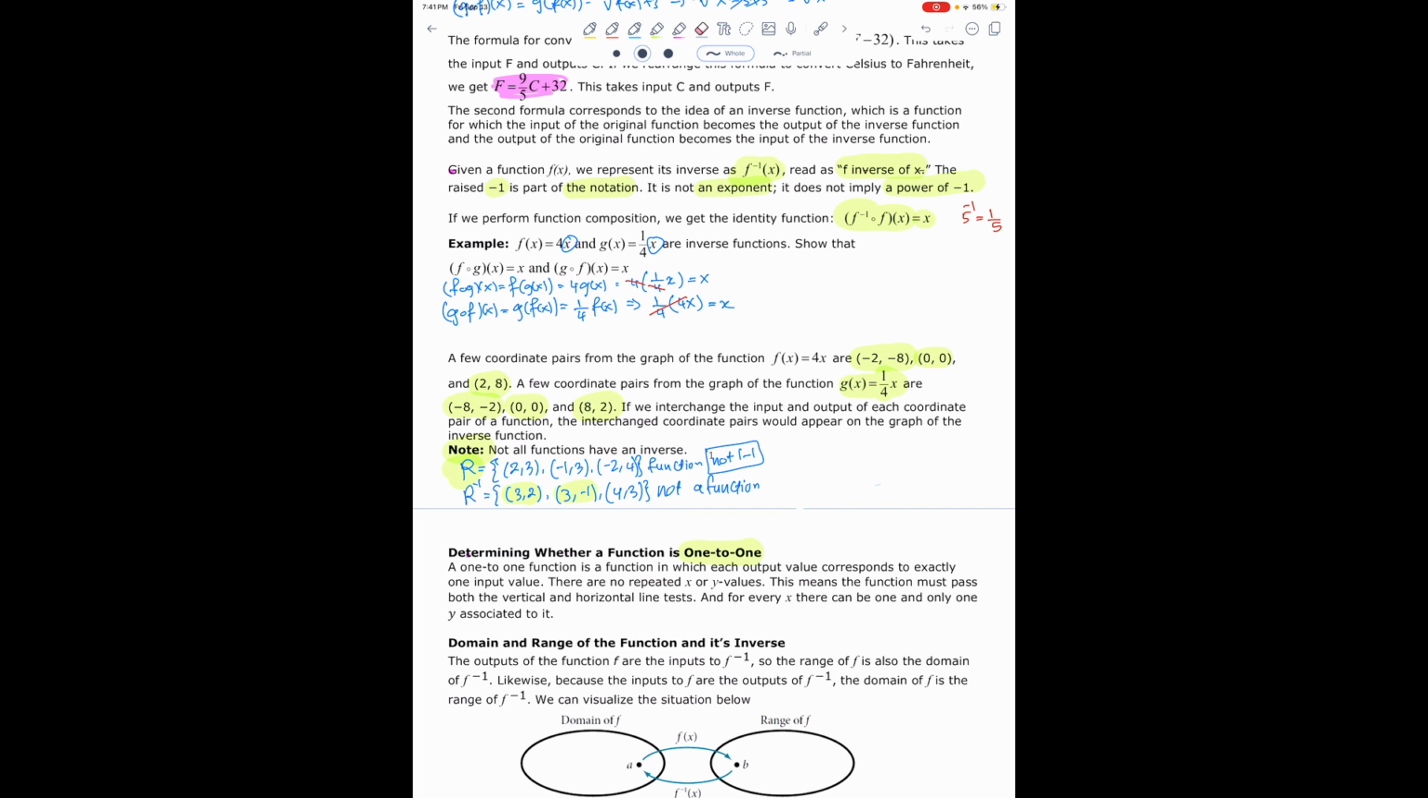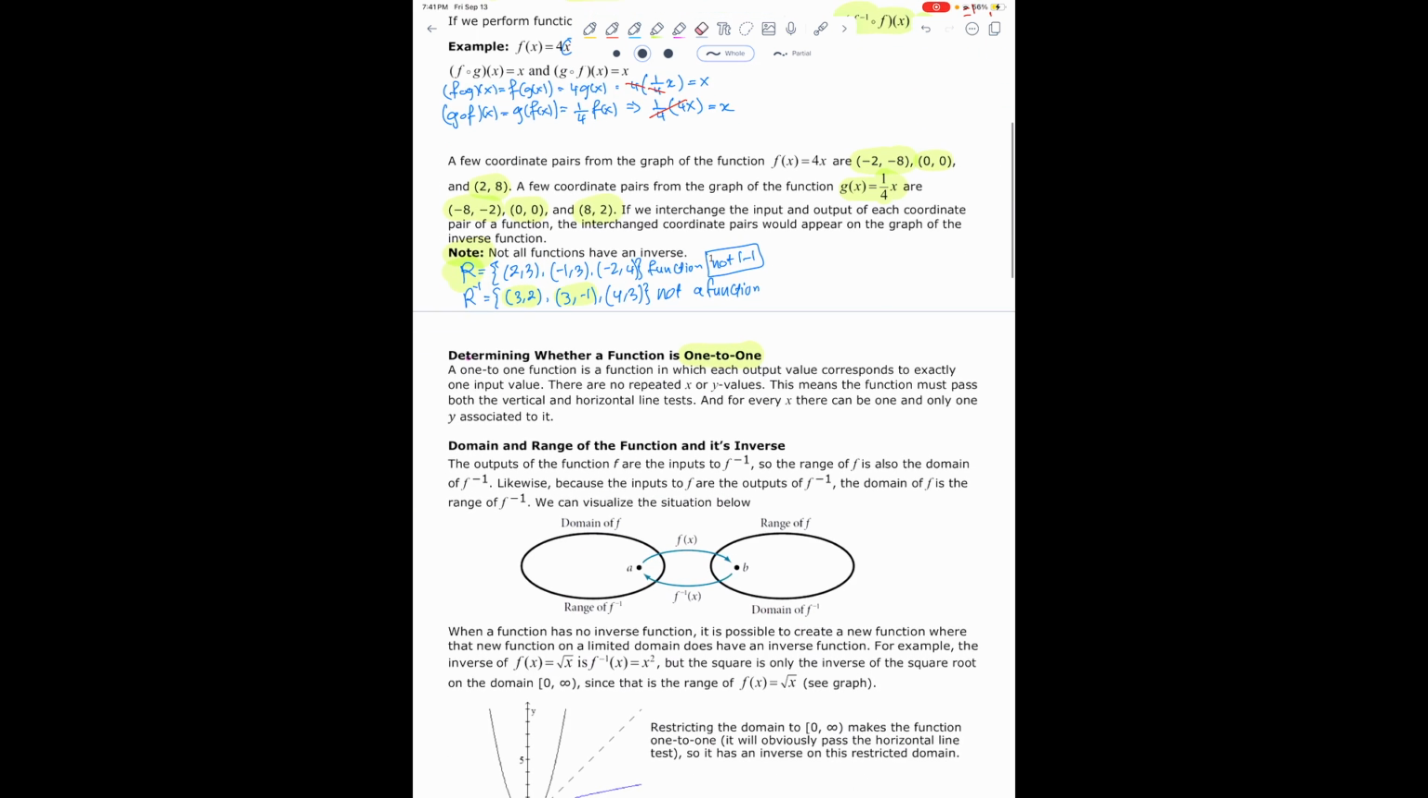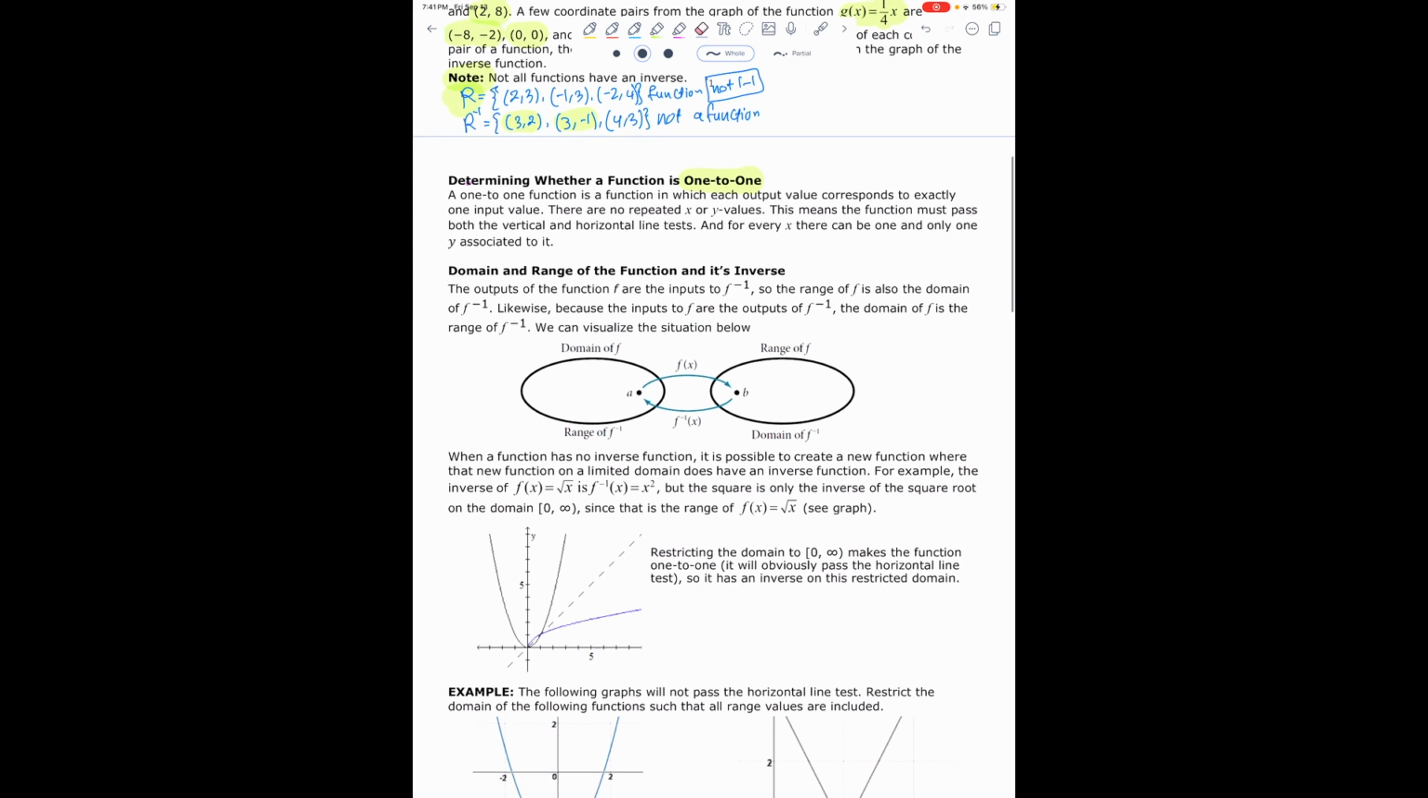Later on, we're going to learn something else that can help us find the inverse for functions that are not one-to-one functions. So if we want to determine whether a function is one-to-one, we have to define a one-to-one function first. A one-to-one function is a function in which each output value corresponds to exactly one input value. There are no repeated x or y values. This means the function must pass both the vertical line test and the horizontal line test. So the function must pass both tests.